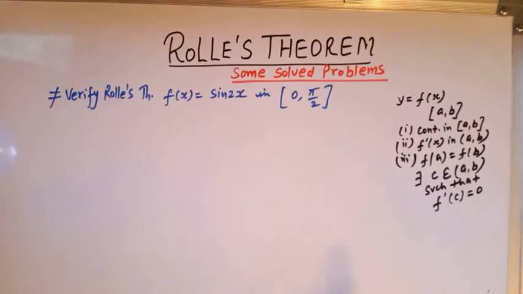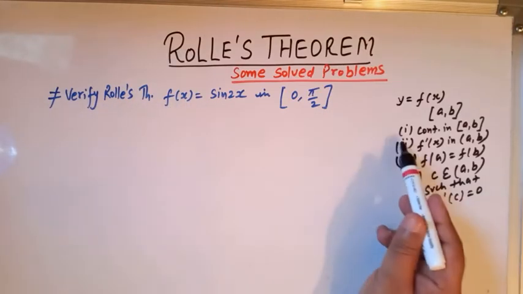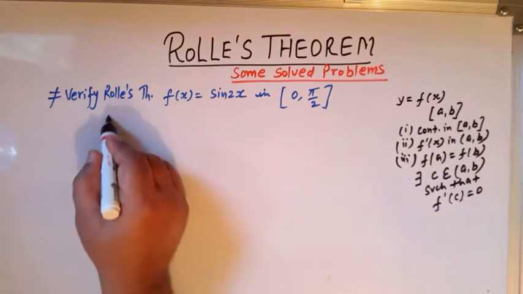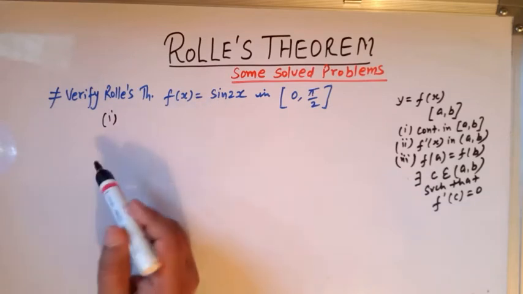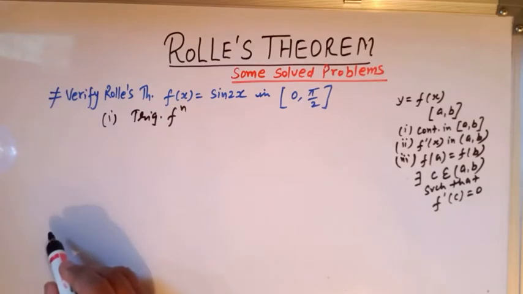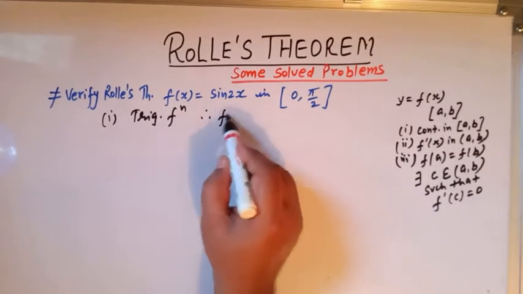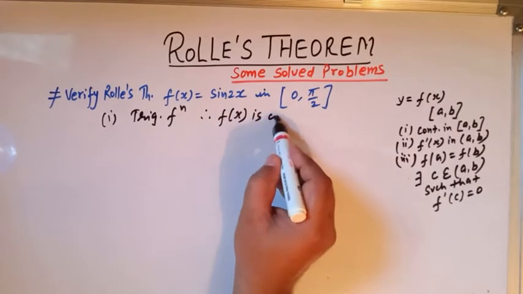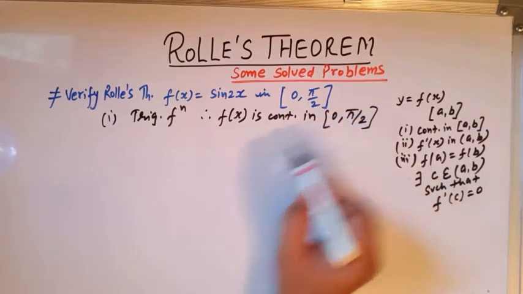So let us start with this problem. I have already discussed in detail regarding Rolle's theorem in my previous video. So here we have to verify these conditions. So let us see the first one. We have f(x) equal to sin 2x, and sin 2x is a trigonometric function. And all trigonometric functions are continuous. So therefore f(x) is continuous in [0, π/2].